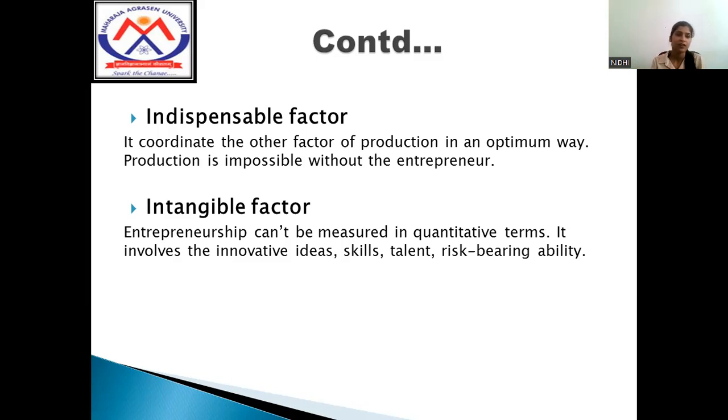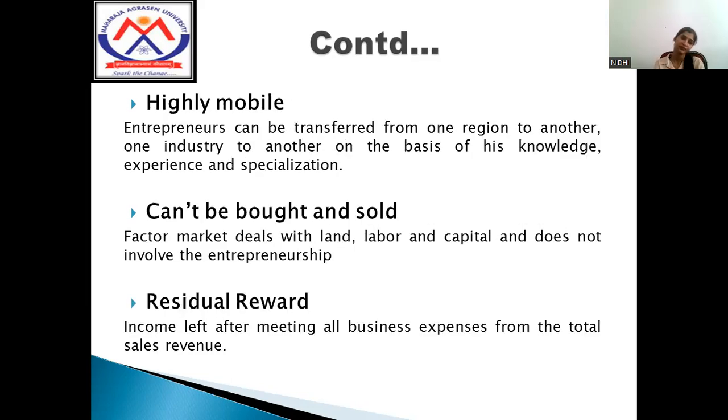Intangible factor: entrepreneurship can't be measured in quantitative terms. If we talk about entrepreneurship, it involves innovative ideas, skills, talent, and risk-bearing ability. These cannot be measured in quantitative terms, cannot be seen, and cannot be touched. So we can say entrepreneurship is an intangible factor.